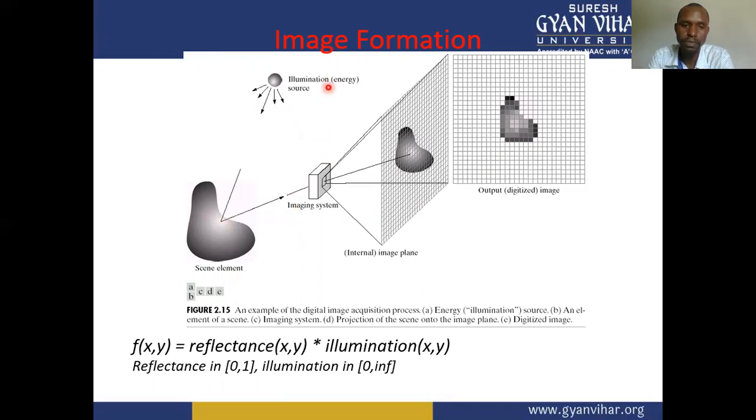So the first step is that this lighting source will shine its light on the object, which is now the scene element. Now, when this object is illuminated, the imaging system, since it has a lens, will be able to see this object. Once it sees this object, it is able to capture it.